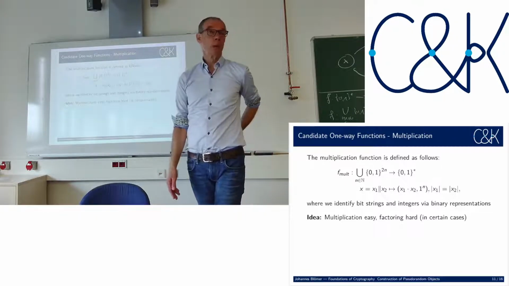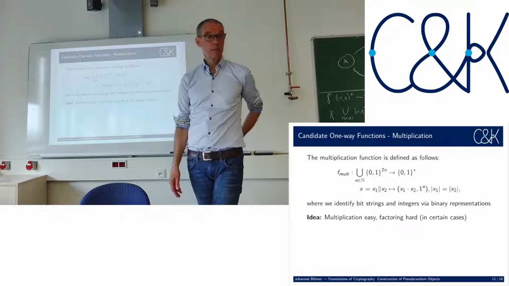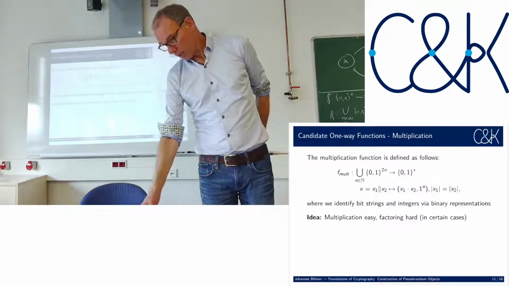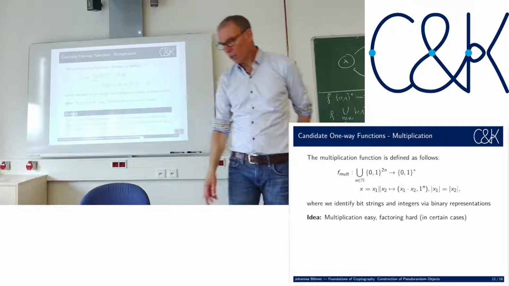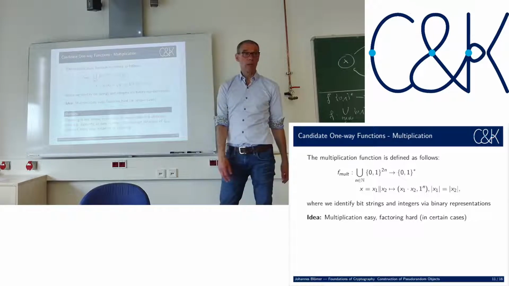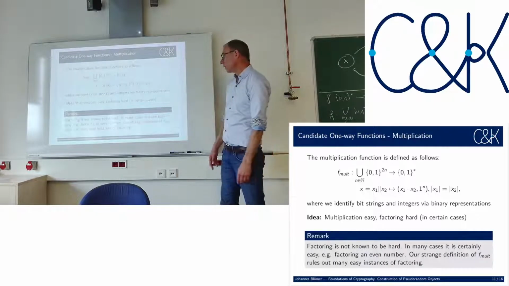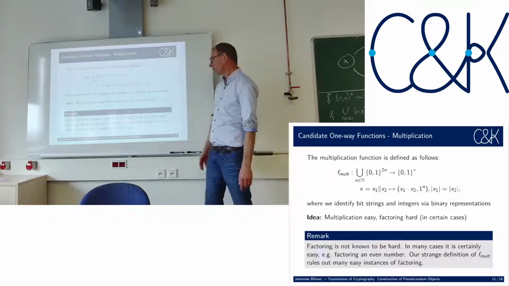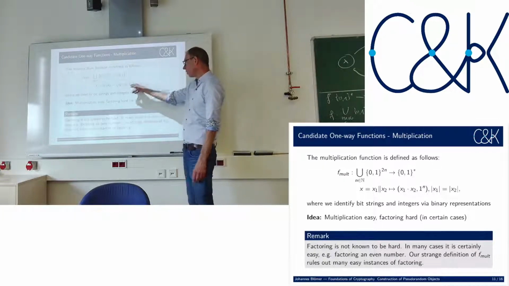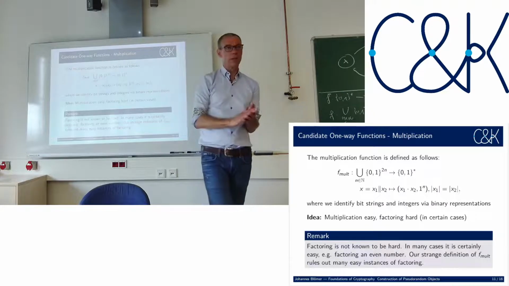And that leads us to weak one-way functions. It's only weak because we still have many easy cases. So factoring is not known to be hard. We cannot prove it. In certain cases, factoring is easy, for example factoring an even number, and this strange definition rules out many of the easy cases.